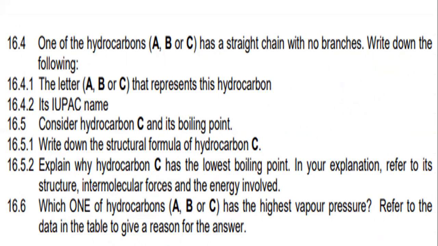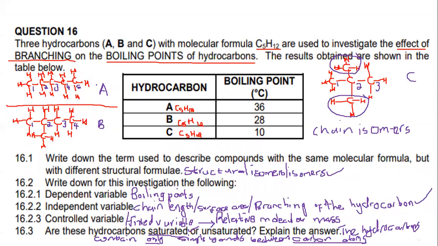Then one of the hydrocarbons, A, B, or C, has a straight chain with no branches. Write down the following: the letter A, B, or C that represents this hydrocarbon. So we want the hydrocarbon that is not having any branches, and definitely that is A. So our answer there will be A.